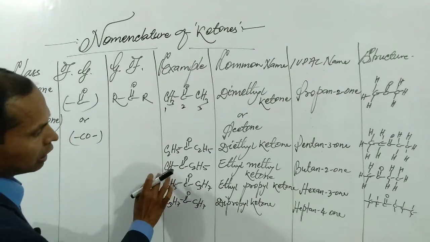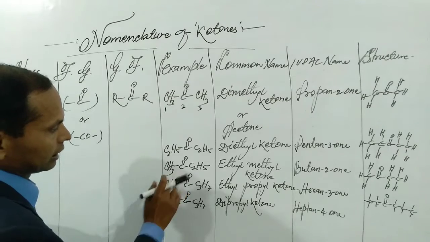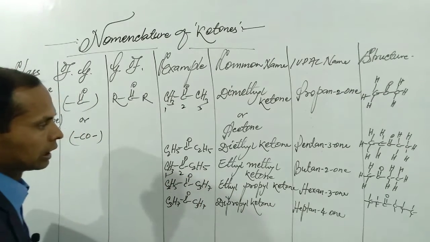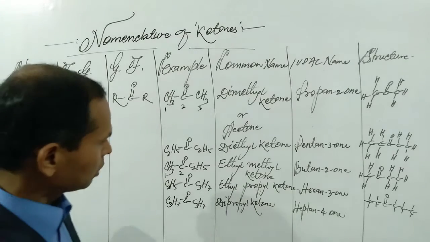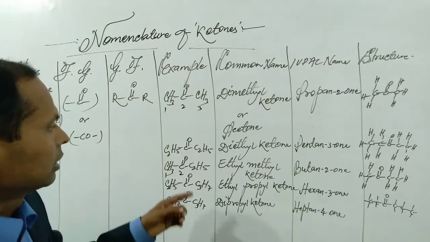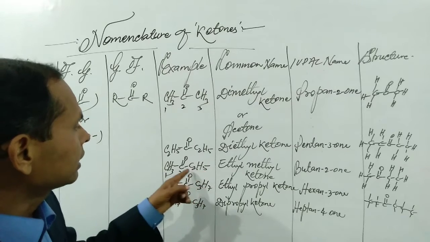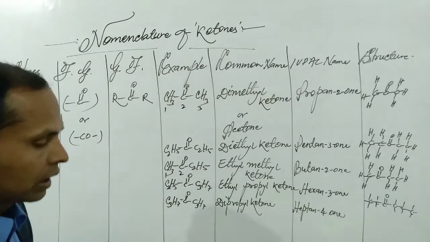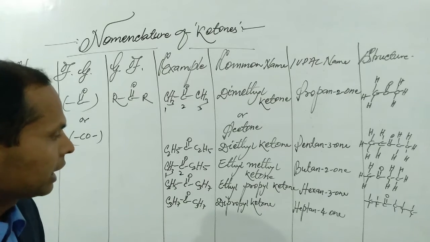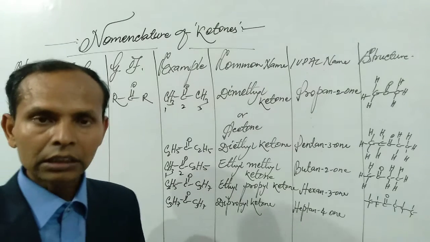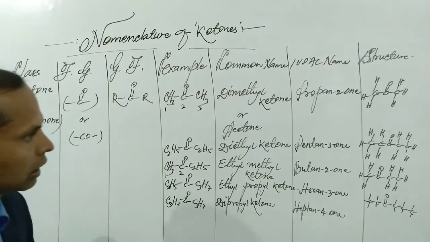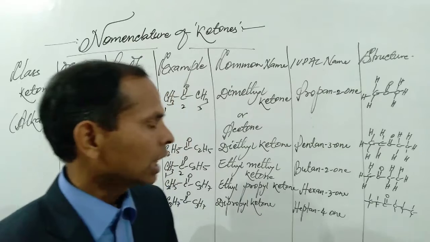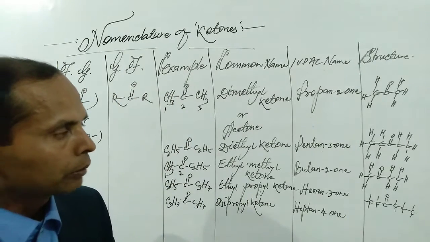If we count the number of carbon atoms from the left side, this is the second carbon. In case we count the number of carbon atoms from the right side, the carbonyl group is present at the third carbon atom. But according to the IUPAC system, the minimum digit should be given to the functional group. So the name of such compound will be butan-2-one, and this is the structure. The carbonyl group is present in the middle of the compound.